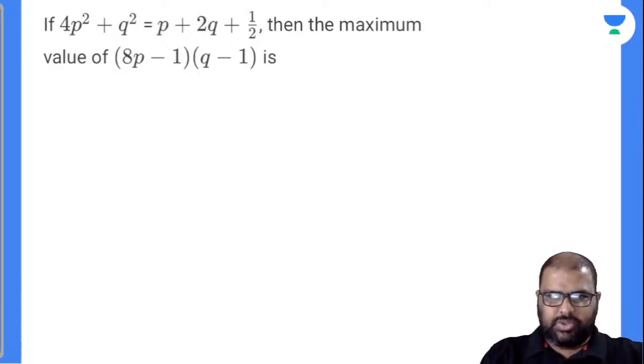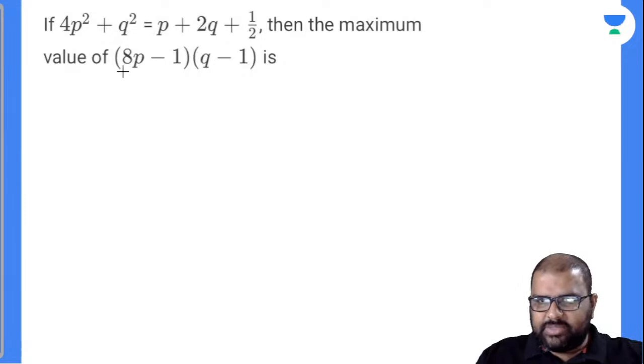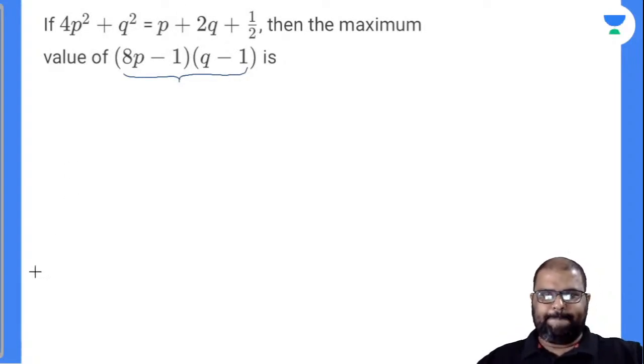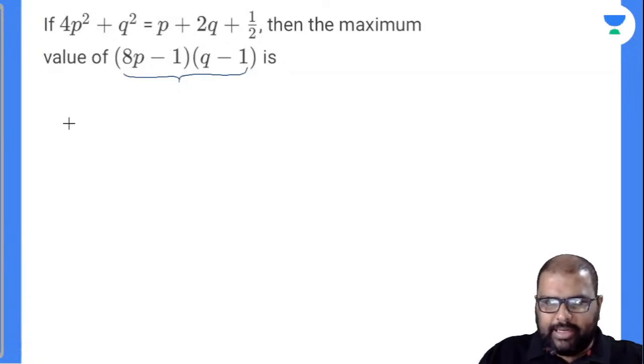No one. So see here, our aim is to first find out this value, and then find out the maximum value of this from the given equation. So how can I convert this into this format? Let's observe. I am writing down 4p square, and I'll take p from the right hand side to the left hand side, minus p.